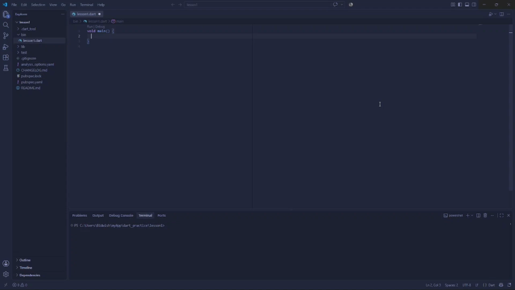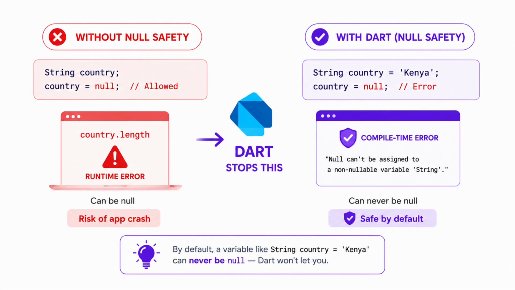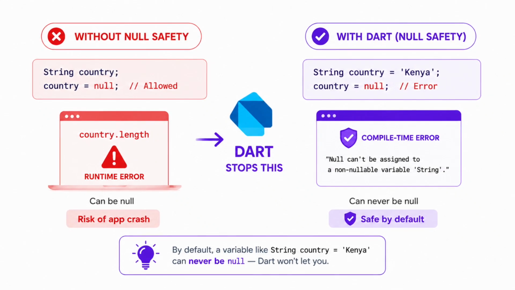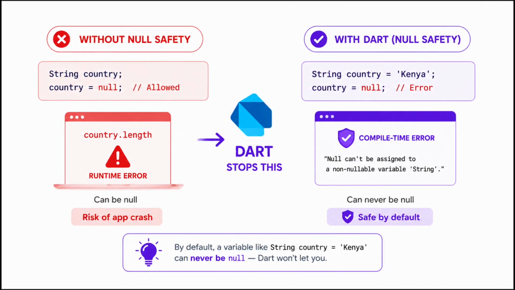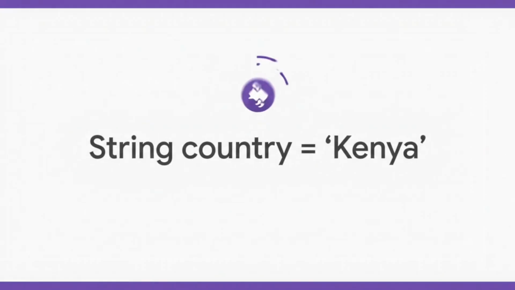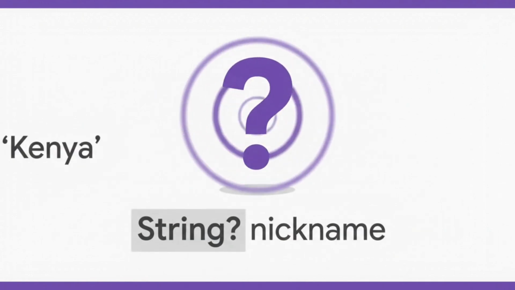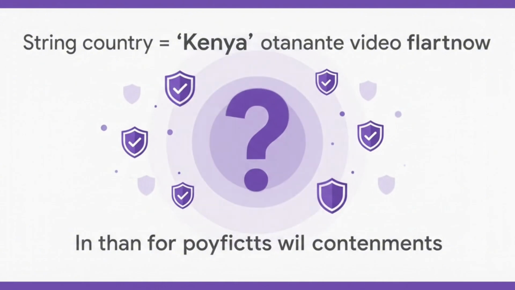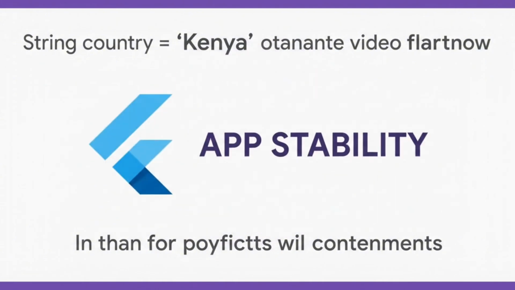Now let's talk about that best feature, Null Safety. Null simply means no value. Imagine a bank app trying to print out a customer name, but that name is missing. Without protection, that app is going to crash. Null safety stops a variable from being null. To allow it, we add a question mark. Now it is allowed to have a value or not at all. This protects your app from crashing. That's why Flutter apps are so stable.